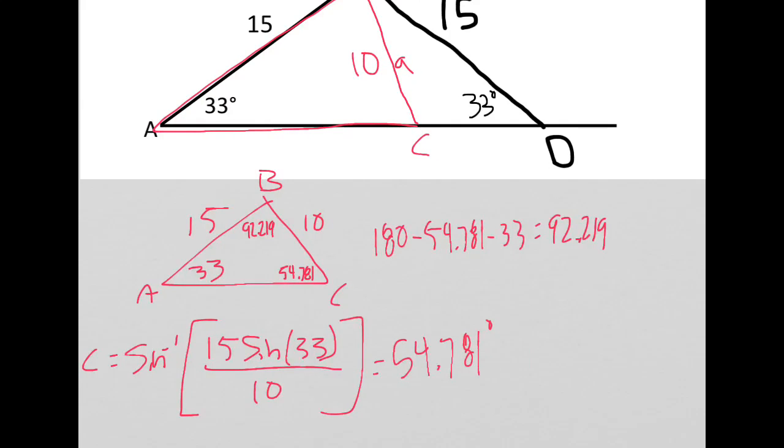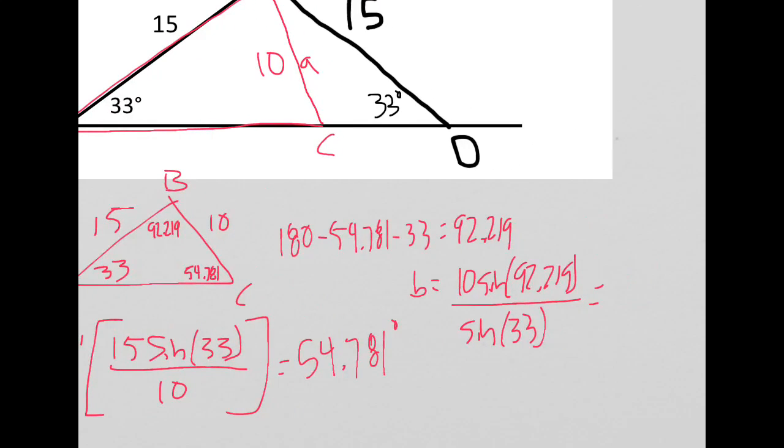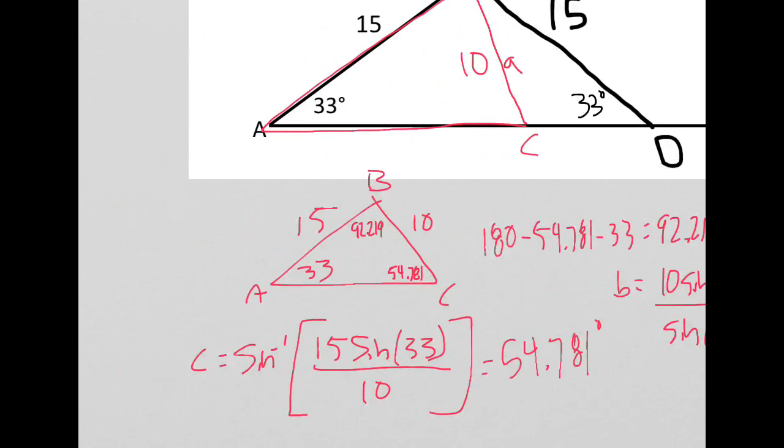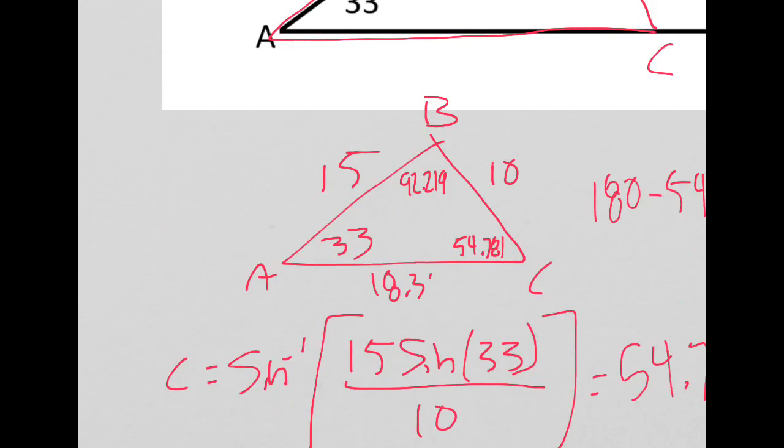The third side is B. We're going to say B equals, what is B going to equal? B is going to equal 10 times the sine of 92.219 divided by the sine of 33. And again, check me, make sure I set that up correctly. Using the law of sines, you should find 18.347 for that side. So now we have completely solved this triangle using the law of sines.